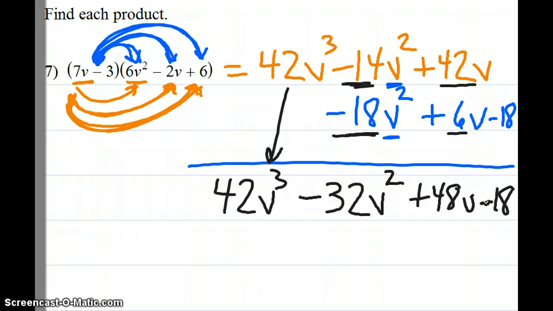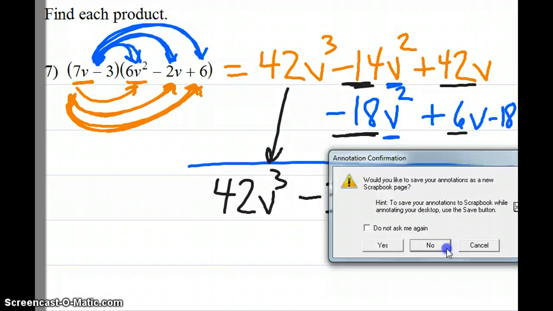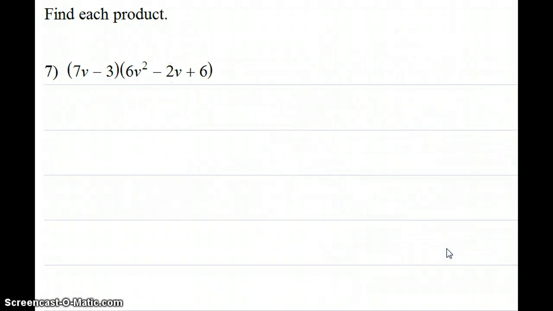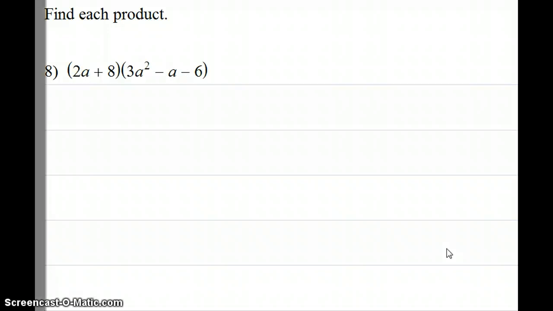Again, I would hit pause and see if you can do problem number 8 on your own, and then just fast forward and see if you get the correct answer. But you're going to distribute. So pause.